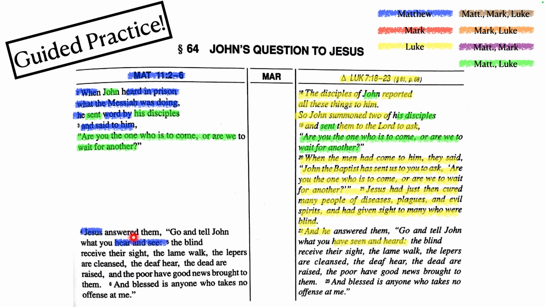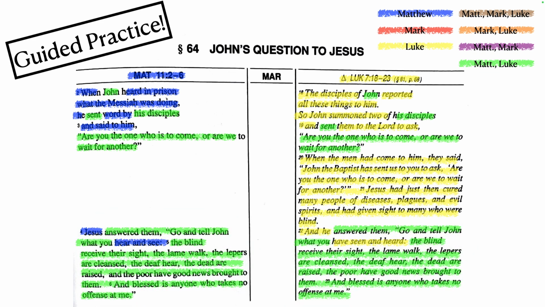So notice those are the same verbs, but they are slightly different tenses. This is what is called the perfect tense. It is action that started in the past and continues into the present, whereas this is simply the present. They are hearing and seeing right now. So I mark these as different. You might have marked them as green, as shared, but because of the slight change in tense, I've marked them just a little bit differently.